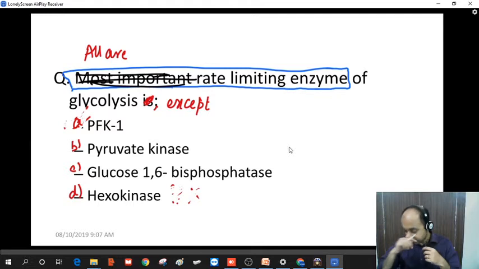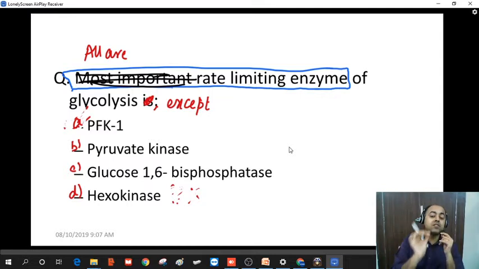Very good. So I'll again emphasize the point. In a pathway, there can be multiple rate limiting enzymes. In the question, you are generally asked about the most important rate limiting enzyme, but keep it in mind that there can be other rate limiting enzymes. So in glycolysis, all the enzymes which catalyze the irreversible reaction are rate limiting, and PFK1, pyruvate kinase, hexokinase, all of them are rate limiting enzymes. And in this case, the correct answer will definitely be glucose 1,6 bisphosphatase. Very great.